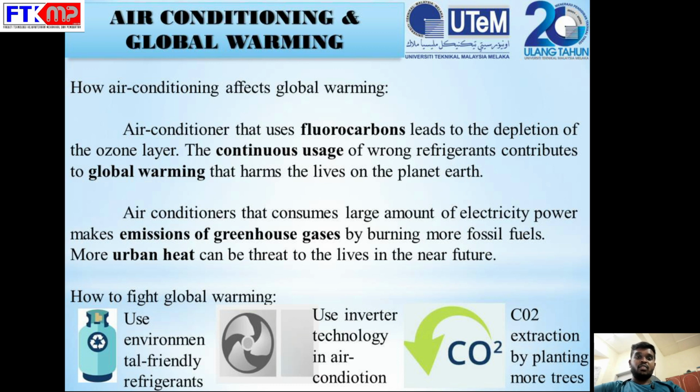Now let us see about air conditioning and global warming. How air conditioning affects global warming. Okay, air conditioner uses refrigerant of type fluorocarbon that leads to the depletion of the ozone layer. The continuous usage of the wrong refrigerant contributes to global warming that harms the lives on the planet Earth. This is because the fluorocarbon type of refrigerant makes the ozone deplete, so automatically the earth will turn more hot.